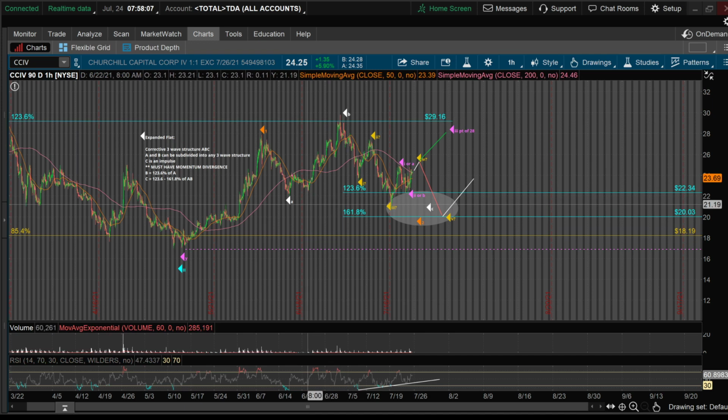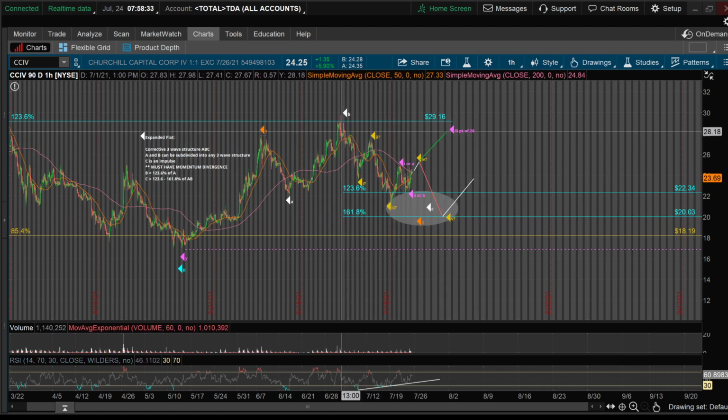So what are the two different things we know? Well, we know that this has to be an impulse to the downside. And we know it has to be somewhere between 123.6 to 161.8% of AB. So with that being said, what do we see here? We're seeing an impulse to the downside, but the question becomes, have we already found our bottom and we're an impulse up to the upside, or are we still looking for our wave 5 bottom?